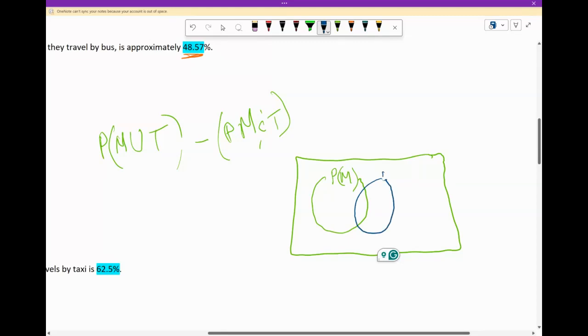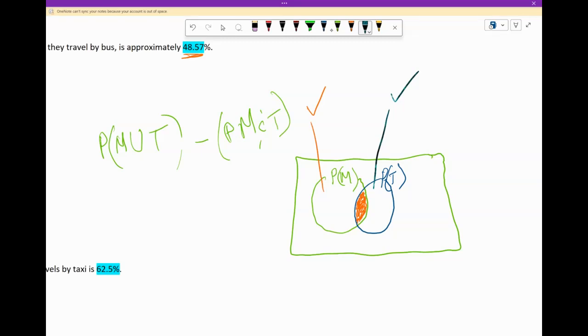falls under both, the probability that the respondent travels by taxi. And if they are both, that means that they would fall in both, isn't it? Can you see that? That's the intercept. So if we are saying we're happy with this probability, and we're happy with this potential probability, we want the total of either of these probabilities happening. Can you see that there's now the potential for duplication?